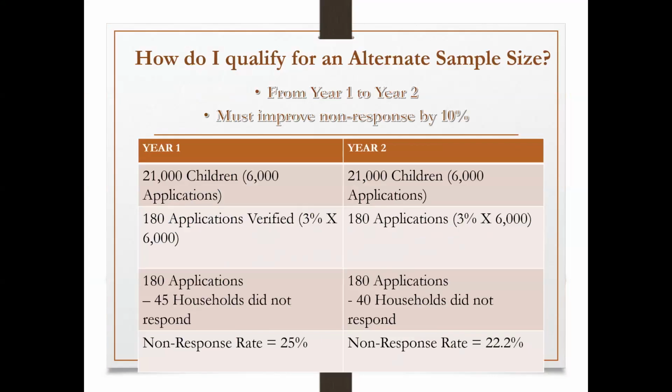Year 1, we have 21,000 children, and that is 6,000 applications. 180 applications are verified. Out of those 180 applications, 45 households did not respond, so our non-response rate is 25%. The next year, we have the same number of children, same number of applications. We have 40 households that did not respond, and the non-response rate is now 22.2%. Because we reduced it by 10%, then you qualify for alternate.